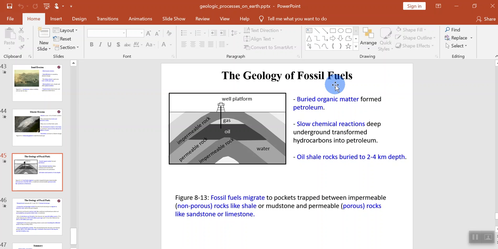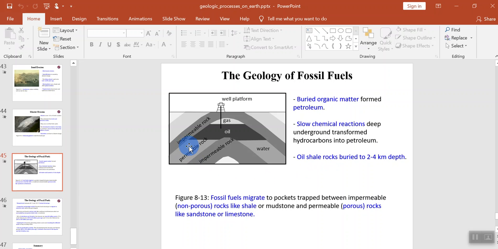Geology of fossil fuels comes from buried organic matter that formed petroleum. Slow chemical reactions over hundreds of millions of years. Oil shale rocks are buried 2 to 4 kilometers deep. Over the past 10-15 years, oil, shale, petroleum and natural gas helped reduce the price of gasoline at the pump.